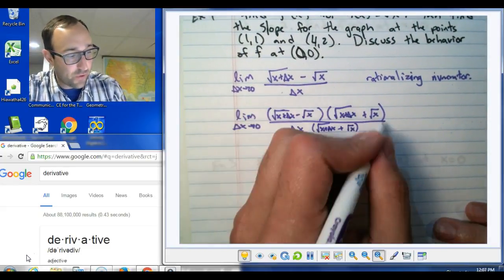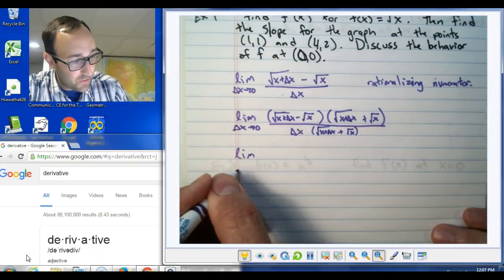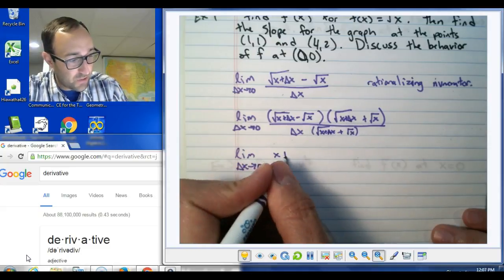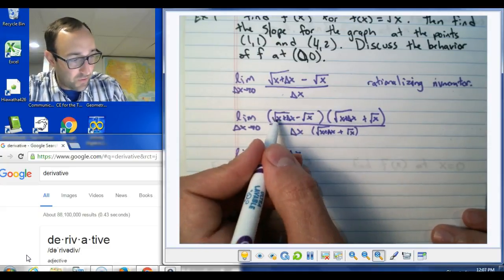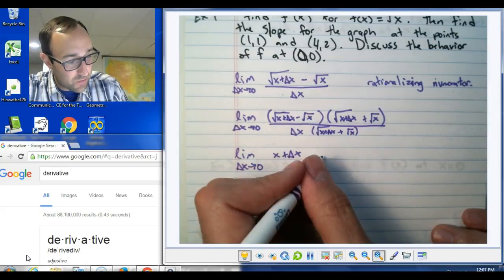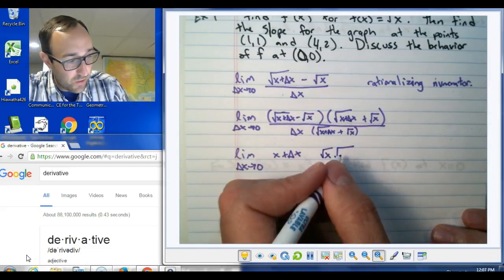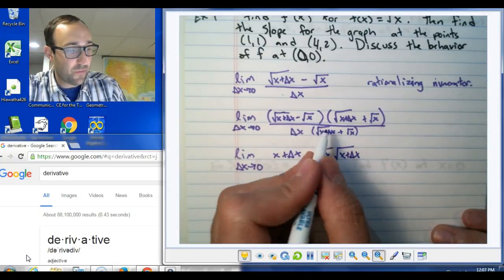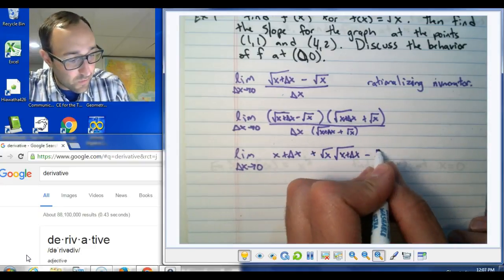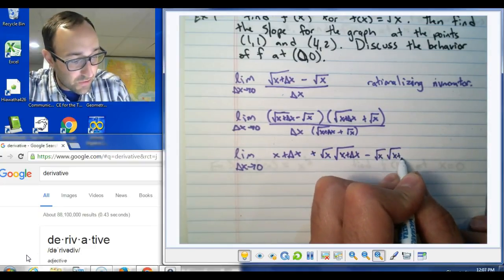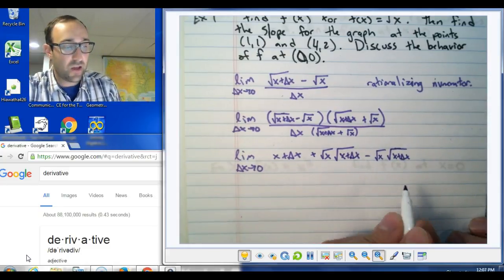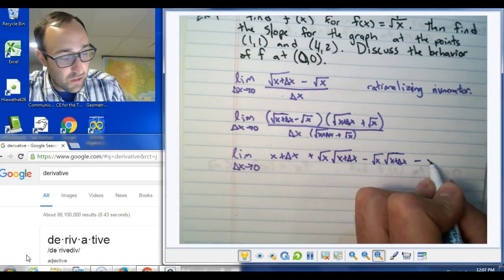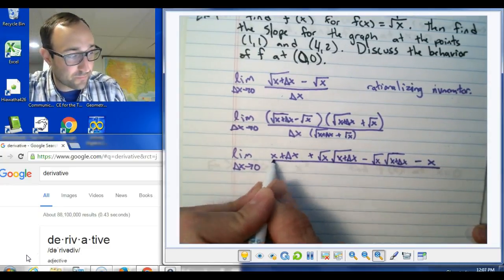Okay, so now if I FOIL, I will get the limit as delta x approaches 0. If I do this one times this one, I'm just left with x plus delta x, right? And then I'll do this one times this one. What I'll have is the square root of x times the square root of x plus delta x. And how many of those will I have? None, because I have a positive one and a negative one. So these two should cancel out, which is kind of the idea. And we have minus x, square root of x plus square root of x. It's just going to be minus x all over.